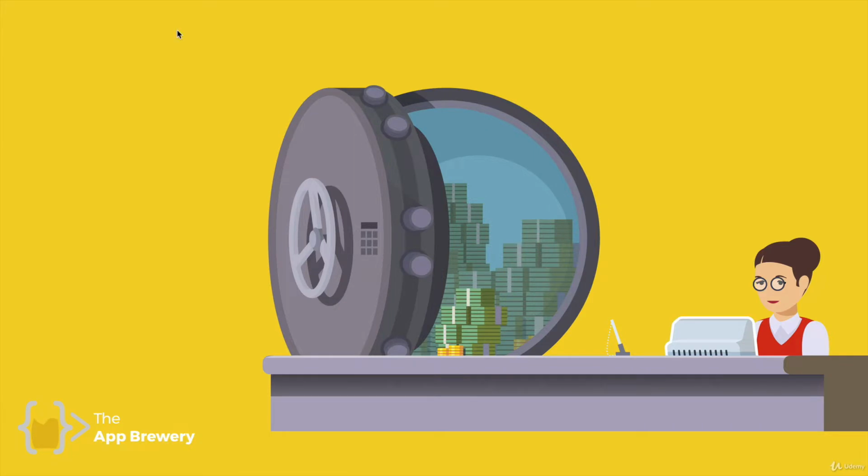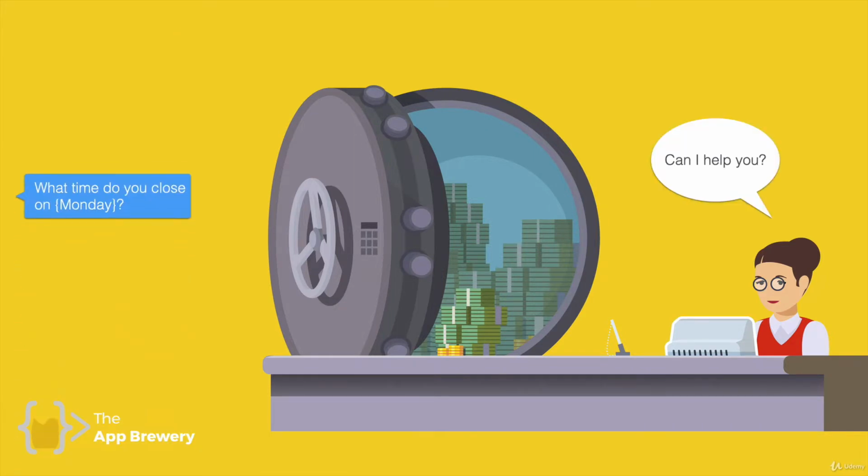Coming back to our bank analogy, that's kind of similar to going to the bank and instead of just asking them, well, what are your opening hours, a sort of broad stroke question, you can also pass in a parameter. For example, you could say, well, what time do you close on Monday? Or what time do you close on Tuesday? And this allows you to get the specific piece of information that you're interested in, depending on the input that you provided as a parameter.